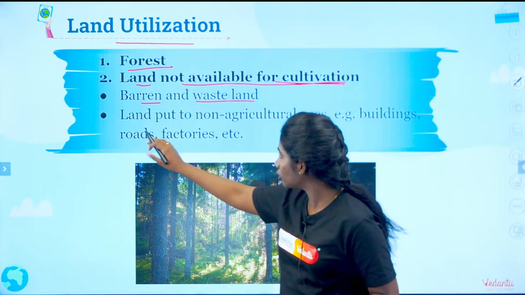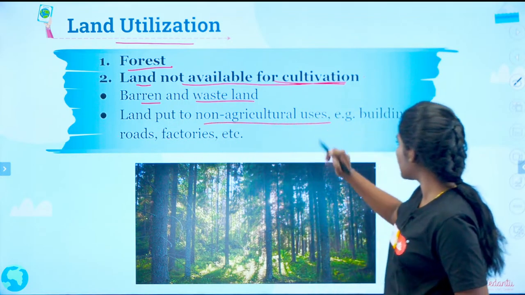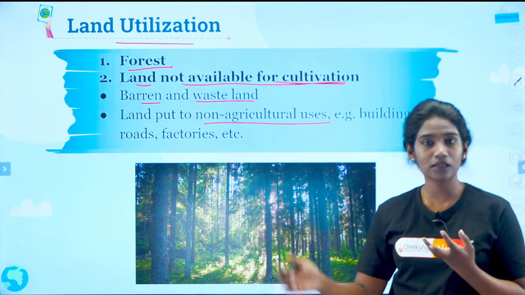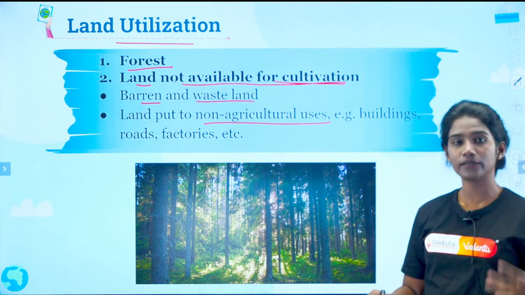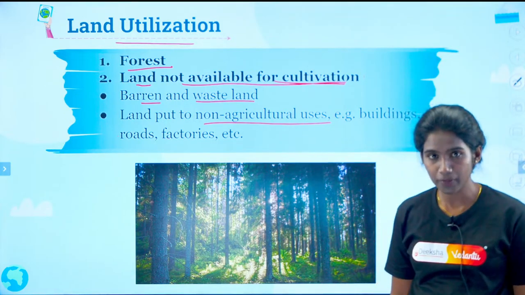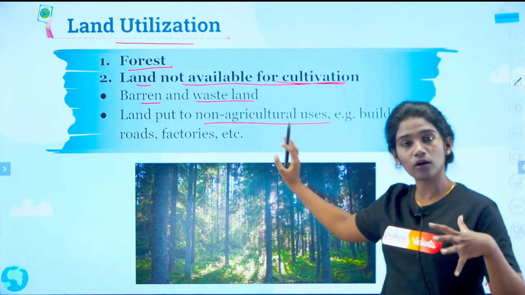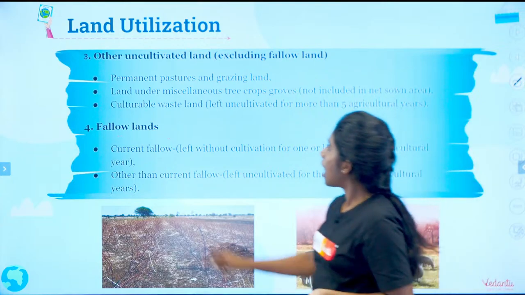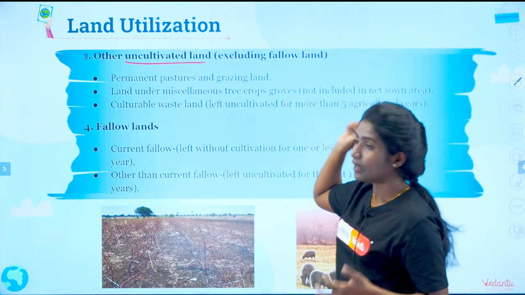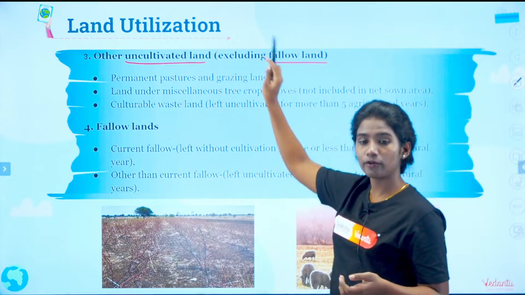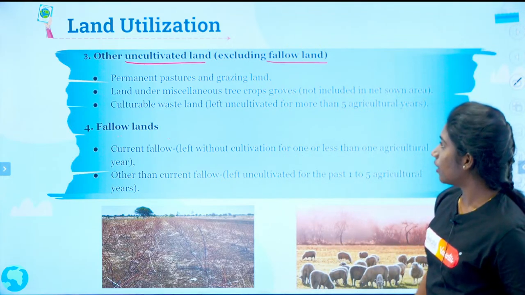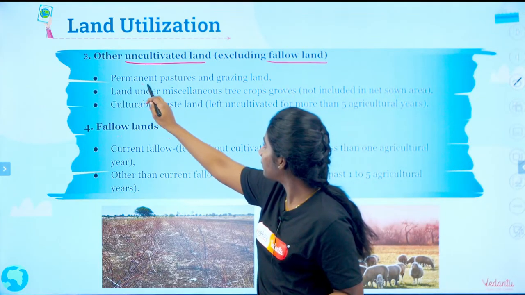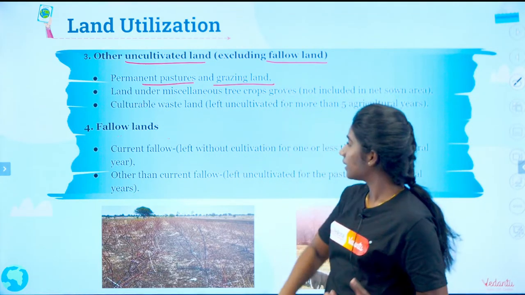So over a period of time, that will get converted into barren land. Okay. And then also the land that is put to non-agricultural use, nothing but for human purpose, for constructing buildings, roads, hospitals, railways, schools and all that. It is used for that purpose also. So the land is used for forest, and it is also used for non-agricultural practices. And then other uncultivated land, excluding fallow land. We'll talk about what fallow land is. So other uncultivated lands, one is the permanent pastures and grazing land.